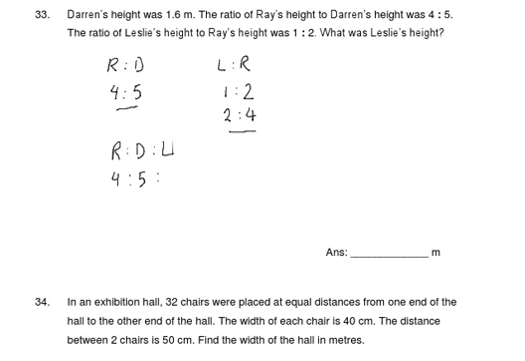So they say that Darren's height was 1.6 meters. So I can see that this is actually 1.6 meters. So 5u equals to 1.6. What is 1u? What is 1u equals to?